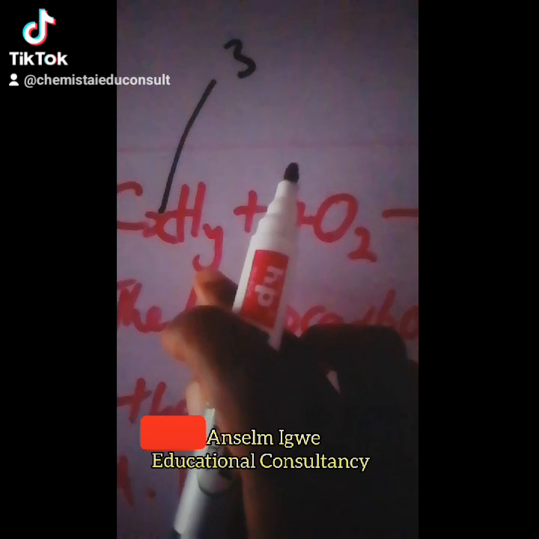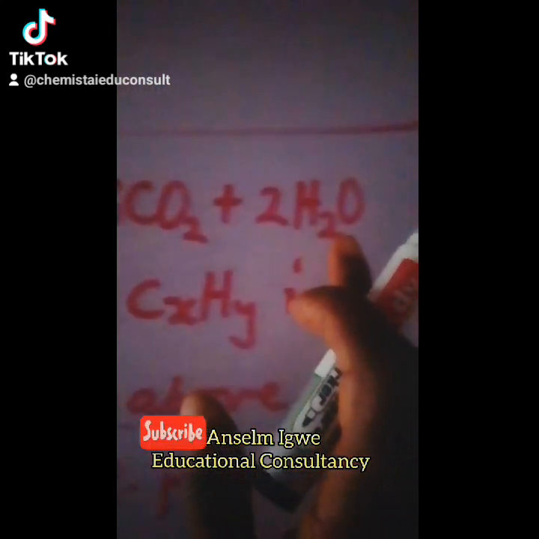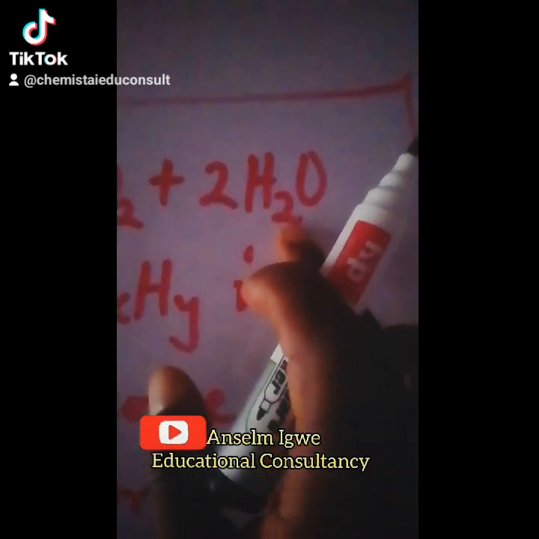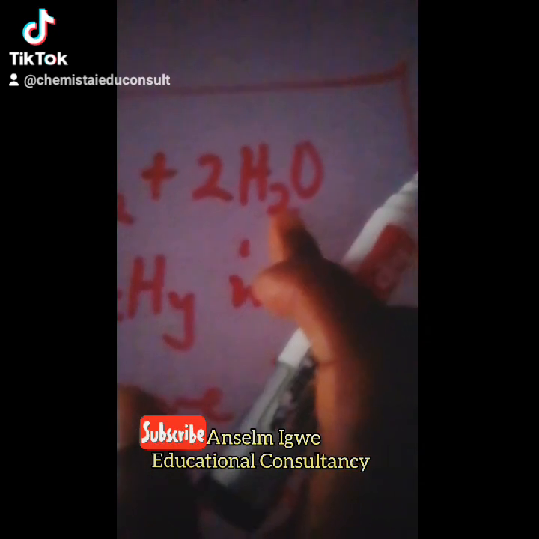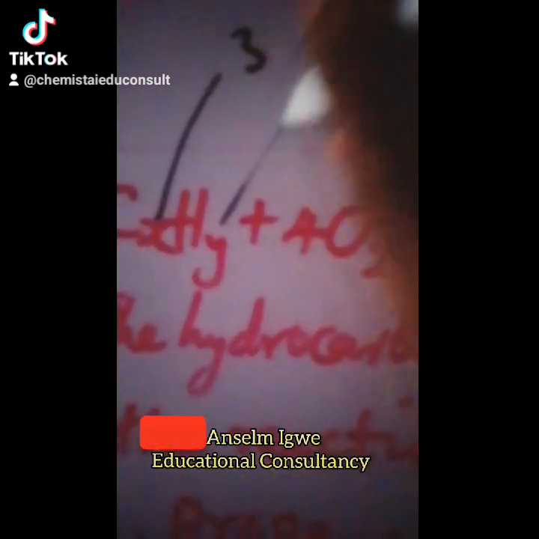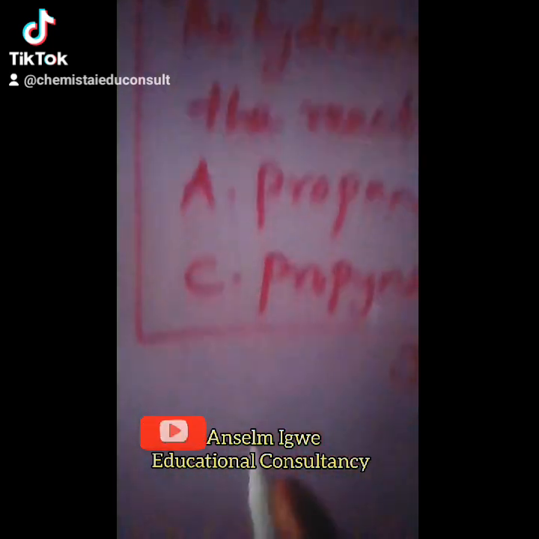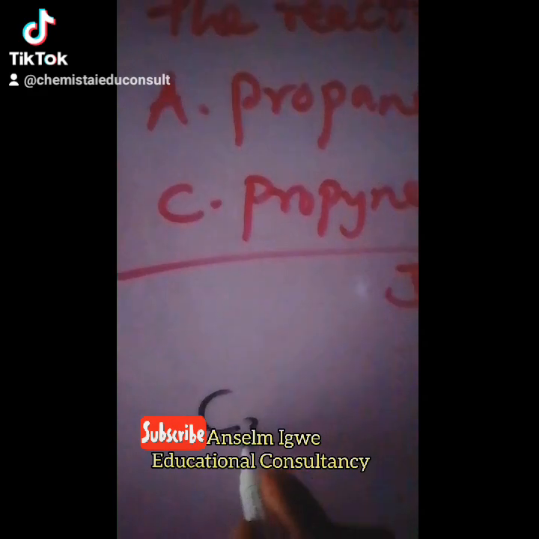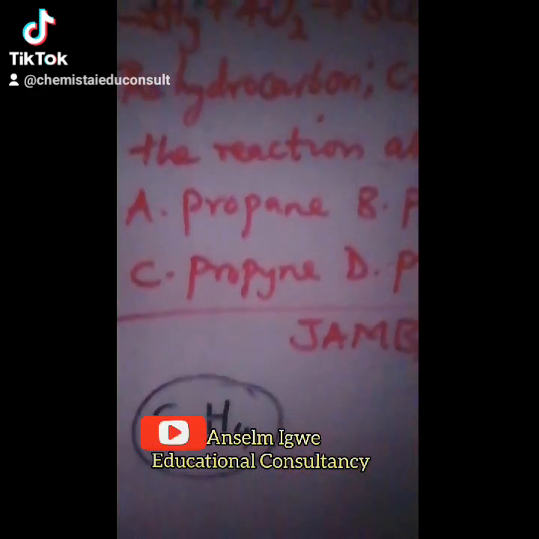Hydrogen, y, is a number of atoms of hydrogen. We go and look for where hydrogen is. Here, hydrogen is 2 times 2. These 2 govern both hydrogen and oxygen. So the 2 atoms of hydrogen times 2 is 4. So y must be 4. So that CxHy will be C3H4.